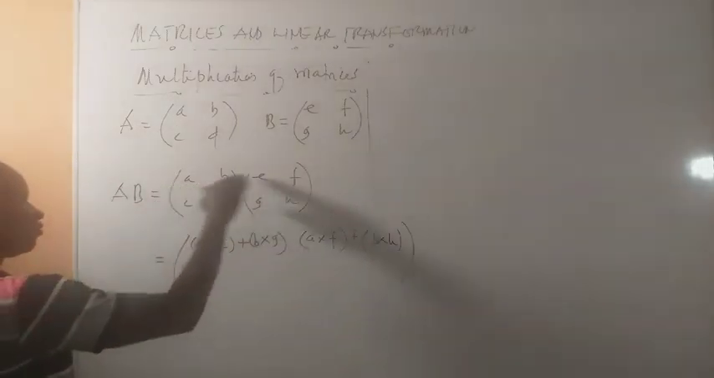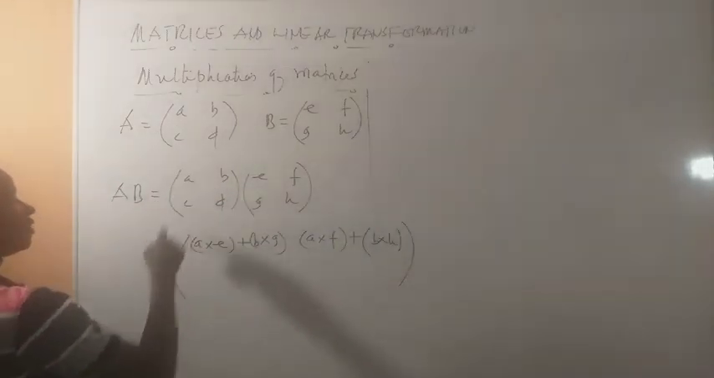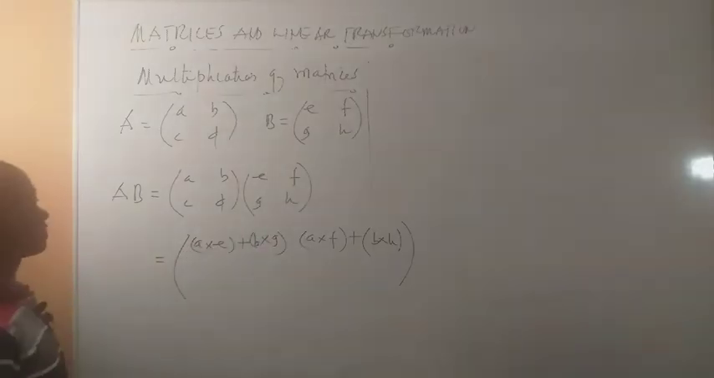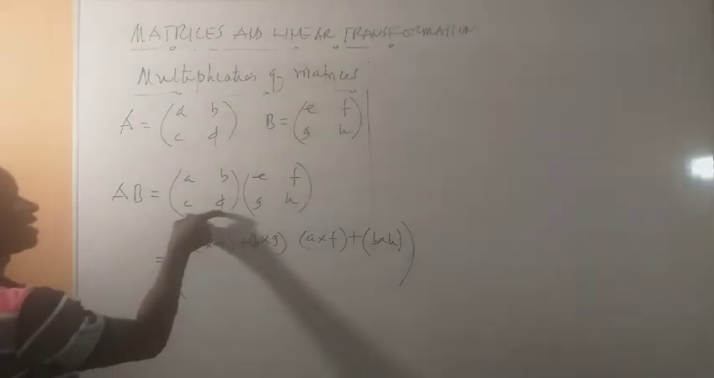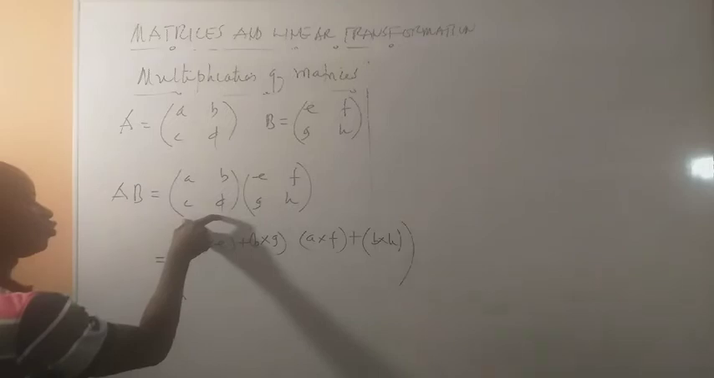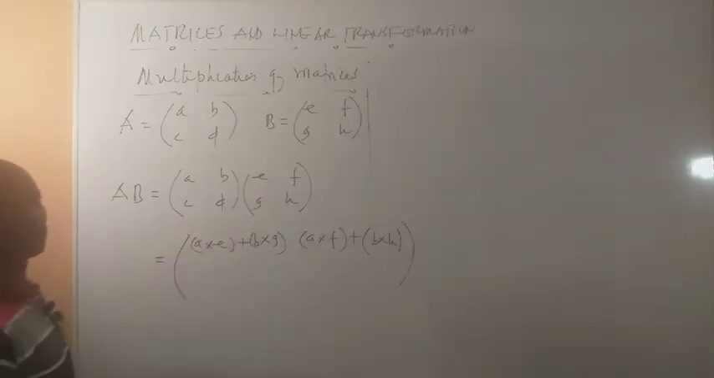That's what we are done with the first row of the first matrix, multiplying the 2 columns of the second matrix. Now we are on the second row of the first matrix, also going to multiply the 2 columns of the second matrix.